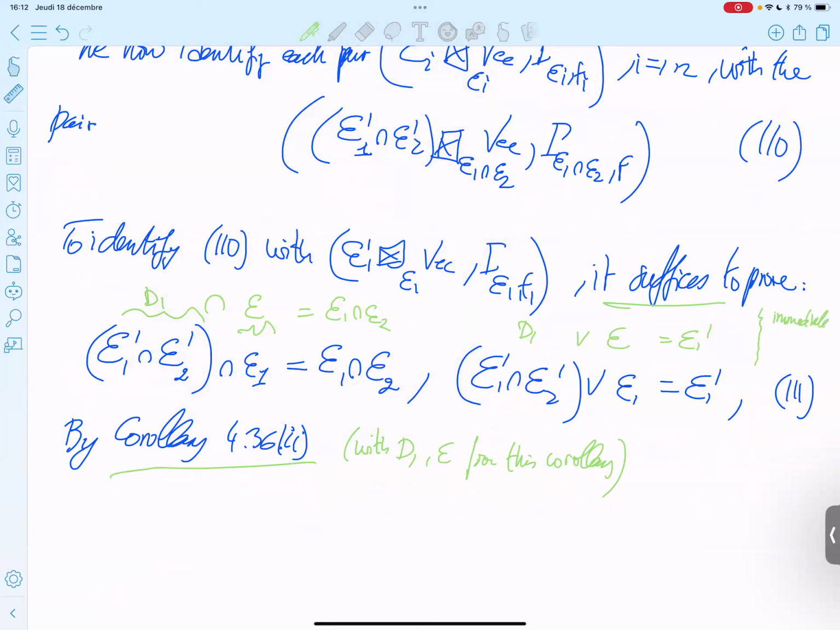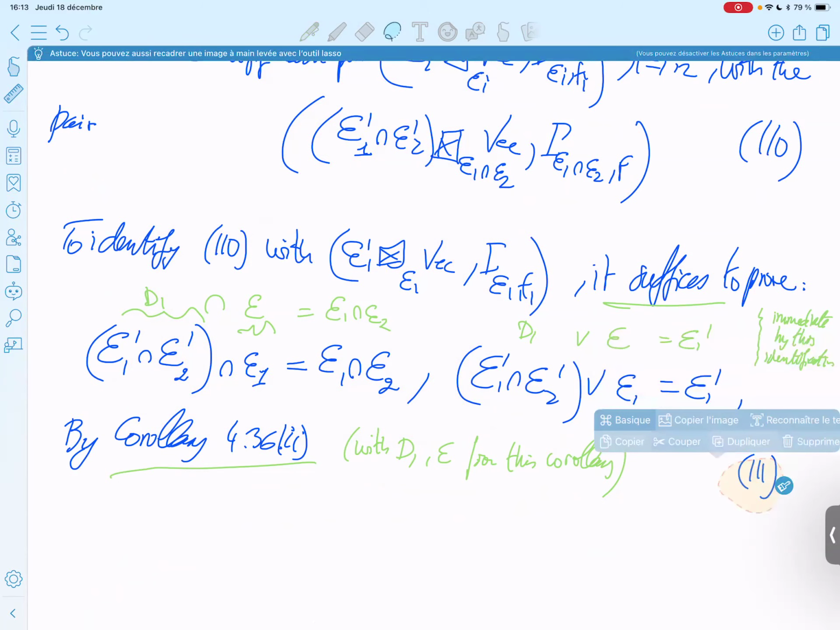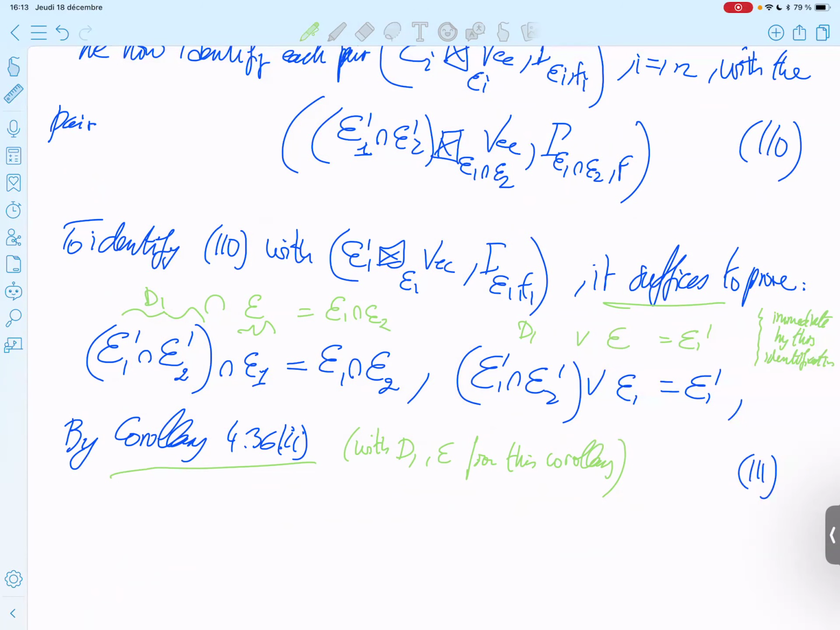Immediate by this identification and corollary, and this corollary.